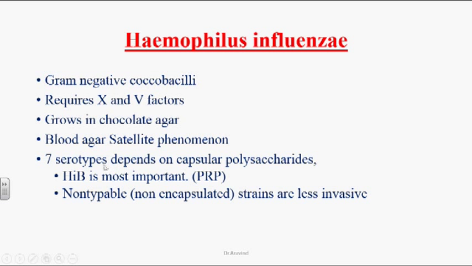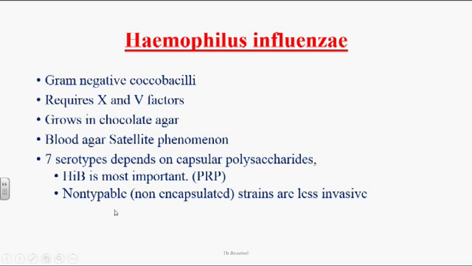And for Haemophilus influenzae, depending upon the polysaccharide capsule on their surface, 7 serotypes were found, and in these 7 serotypes, one serotype is highly important and highly virulent, that is Hib, Haemophilus influenzae type b. This Hib always has a capsule which is made up of a polysaccharide called polyribitol phosphate, or it is also referred to as ribose ribitol phosphate.